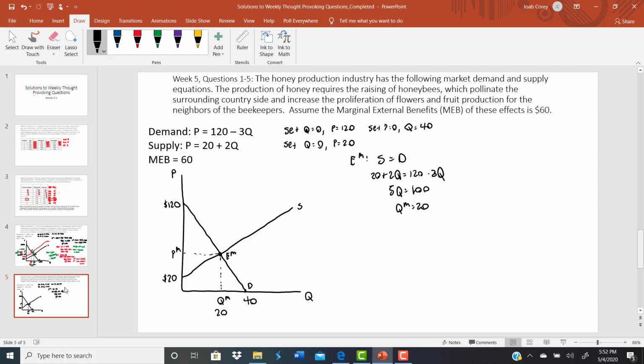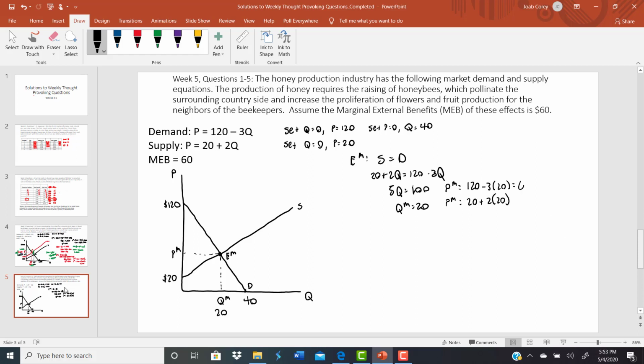We also know that we can plug that 20 into either the demand or the supply equation to get PM. So that's 120 minus 3 times 20, or if you prefer to put it into the supply equation, that's 20 plus 2 times 20.